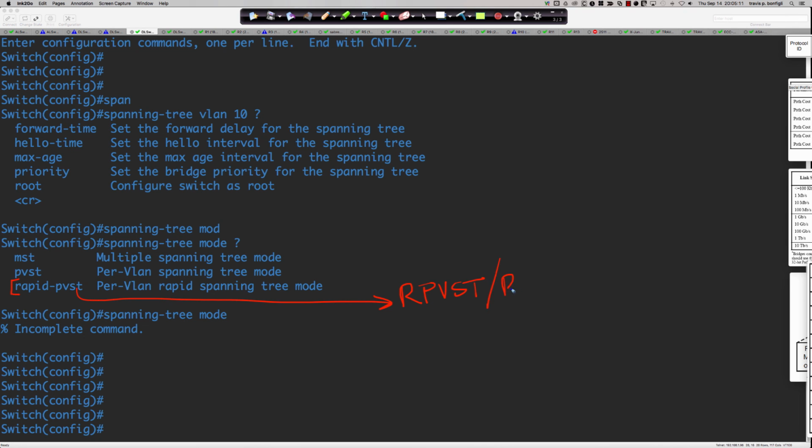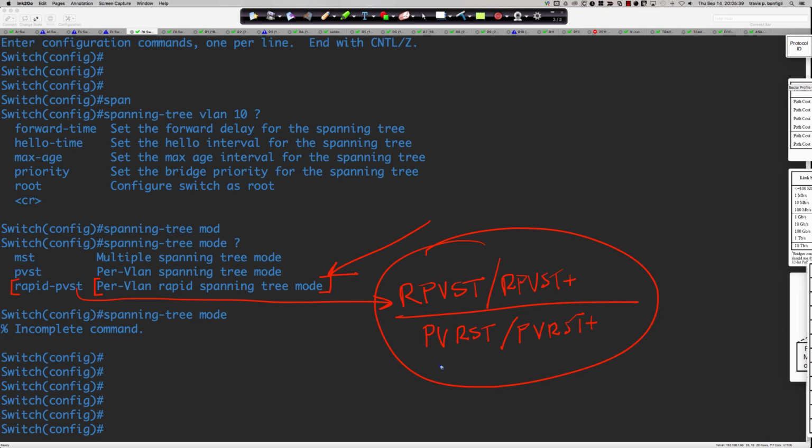Okay, so rapid PVST, RPVST. And then you would have RPVST plus if you were 802.1q. And then the description of it is per VLAN rapid spanning tree protocol, or PVRST plus. And so that is the source of these 2 very, very confusing ways of saying the exact same thing, is that we are simply using Cisco's special sauce implementation of the 802.1w rapid spanning tree, RSTP, rapid spanning tree protocol, right?